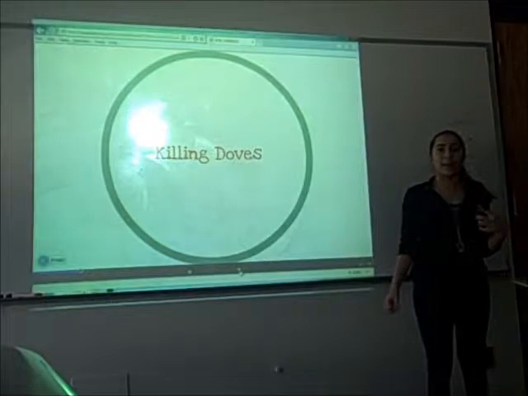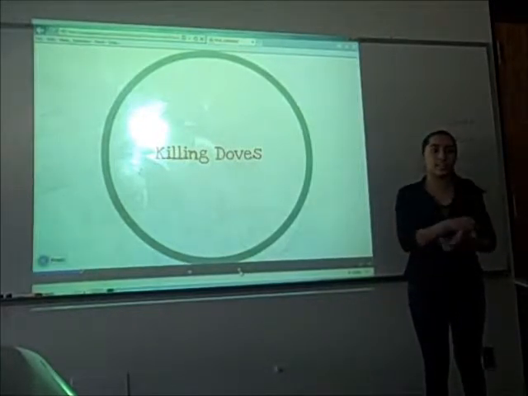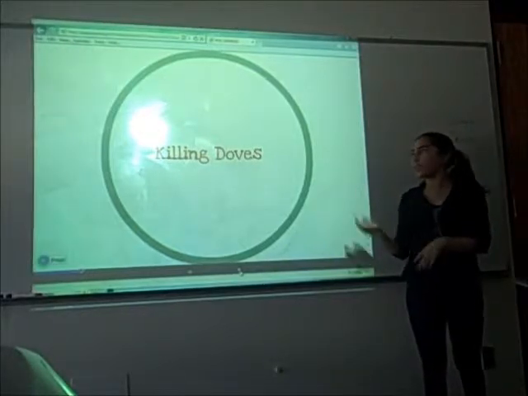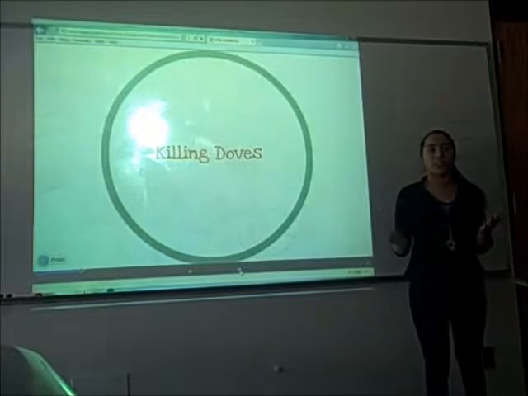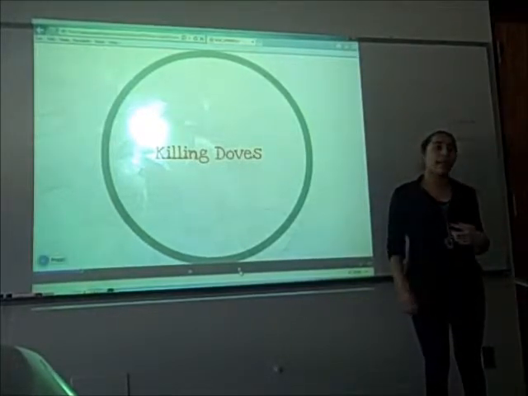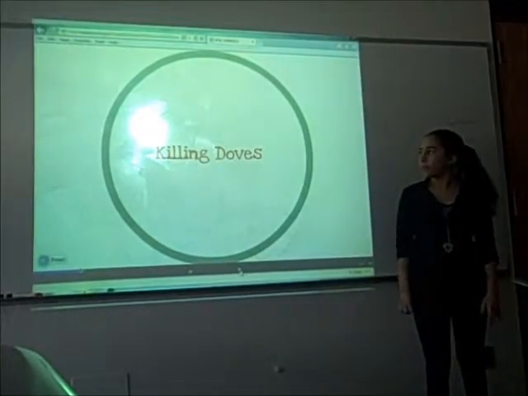Doves, because it's historical fiction about a conflict in India, and doves are the universal symbol for peace. And obviously, during a conflict, there isn't peace, so I thought it really represented that. Throughout the book, I used doves as symbolism as well.